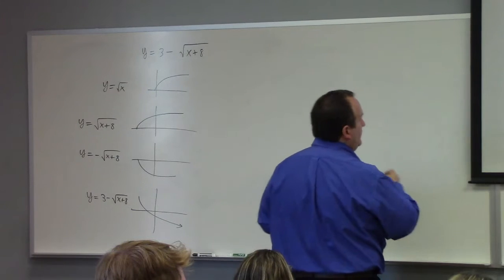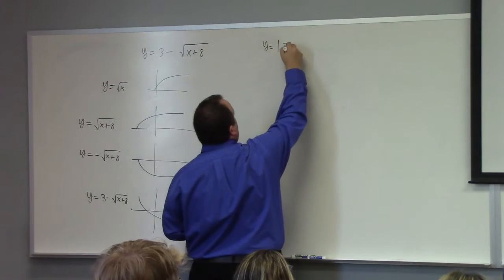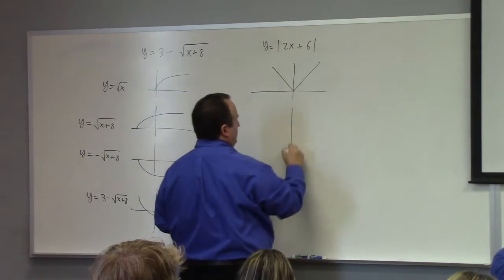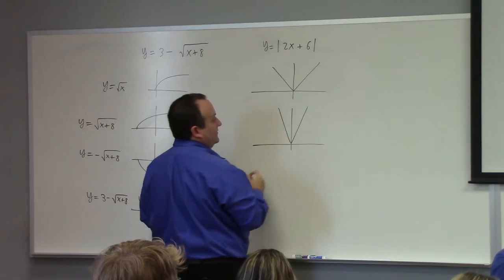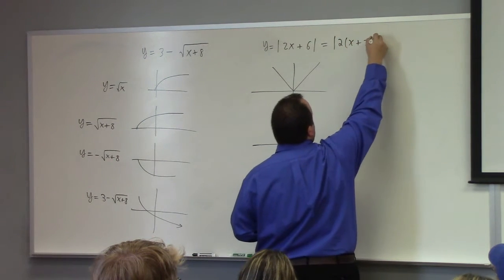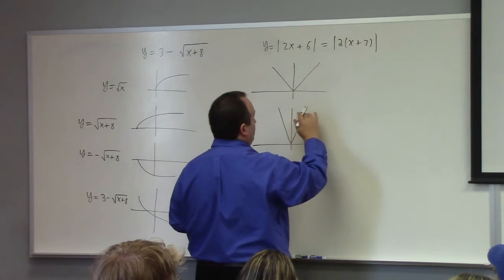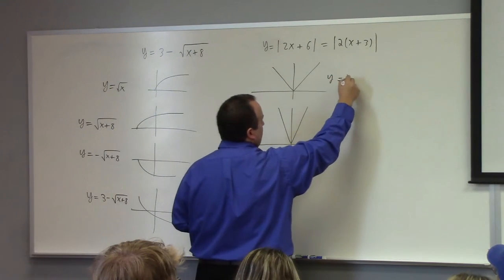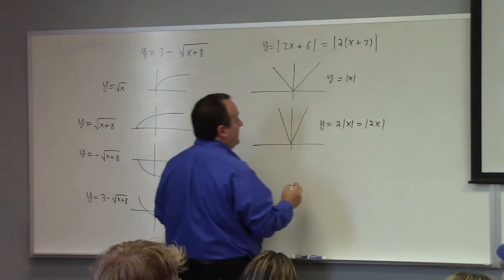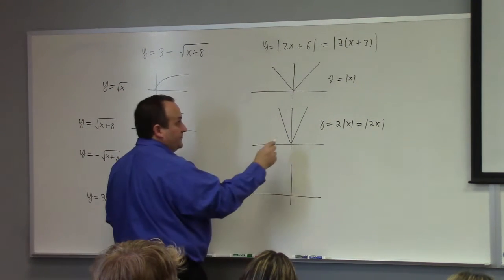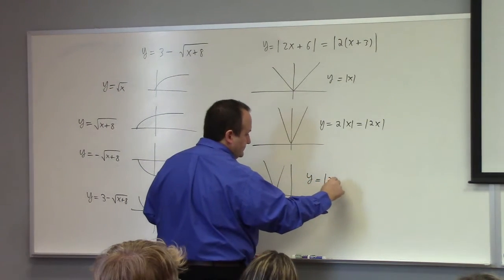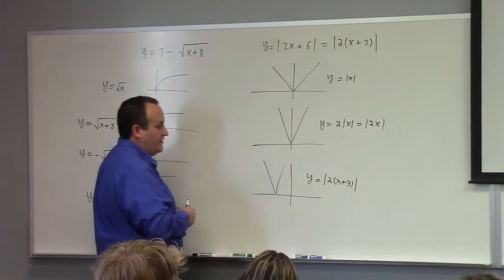The next one, well, let me just talk about number 2. y equals 2 absolute value of 2x plus 6. So I would think about starting with absolute value, then I make it go up like that. Maybe this is helpful: this is absolute value of 2 times x plus 3. So here's y equals absolute value of x. Here's y equals 2 absolute value of x, which is the absolute value of 2x. Then if I take that graph and I shift 3 to the left, that would be that.